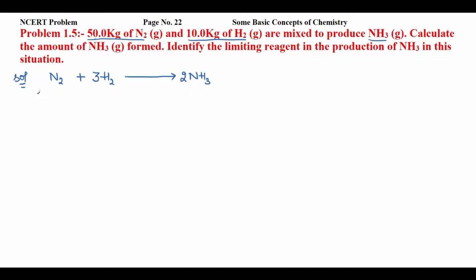Right? So here you'll see 1 mole of nitrogen combines with 3 moles of hydrogen and produces 2 moles of ammonia. Right? So technically, first of all, I have to convert the mass of nitrogen into moles. So the first target is to convert these 50 kg and 10 kg into moles. Right? So first we'll find the number of moles of nitrogen. So how can we find the moles?